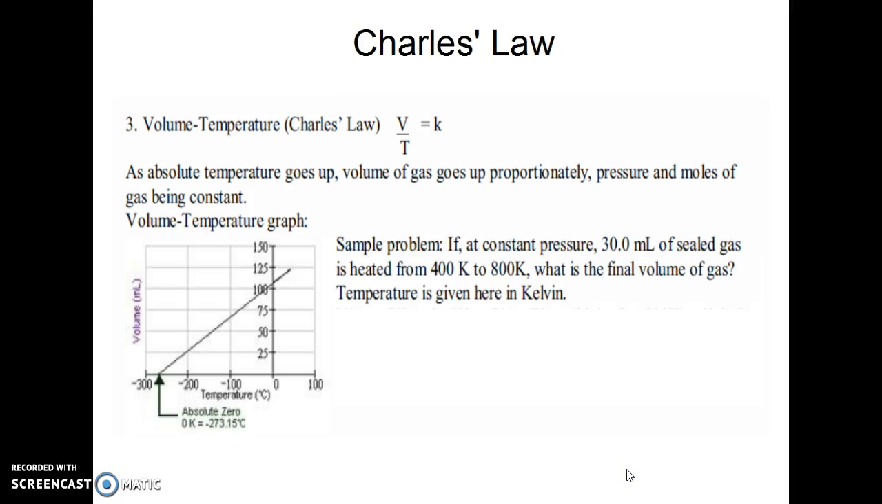So the problem is, if at constant pressure 30 milliliters of sealed gas is heated from 400 Kelvin to 800 Kelvin, what's the final volume of the gas? Here we give the temperature in Kelvin, so we'd have to do no conversion.